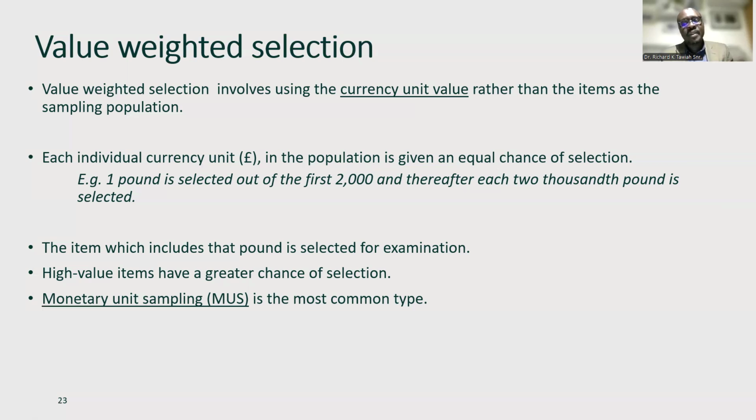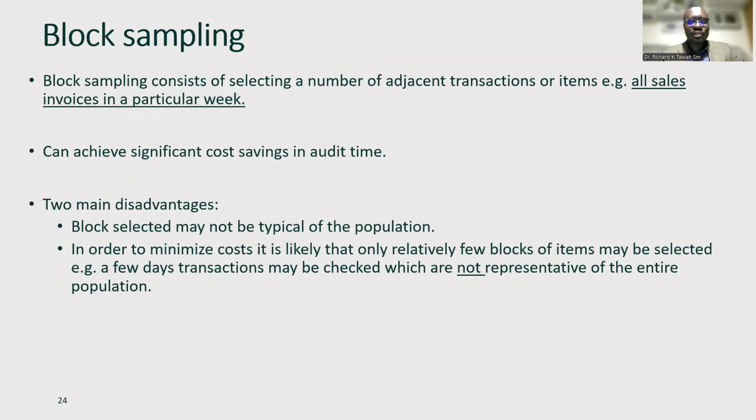So if you go to the Moodle site, you see the MUS sample there. Monetary unit sampling is the most common type. You see an Excel example there.